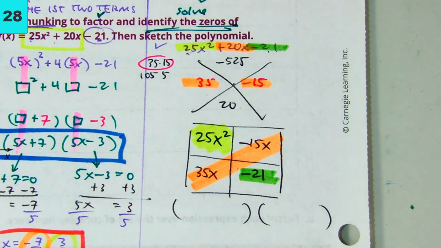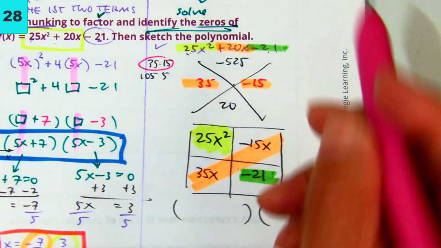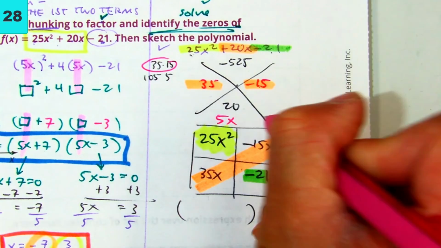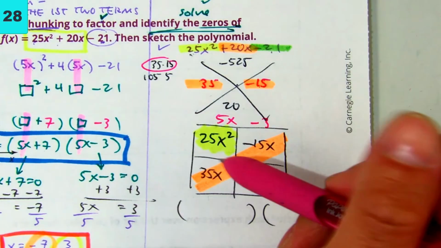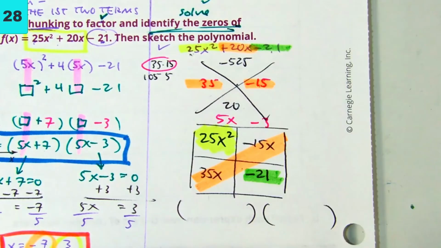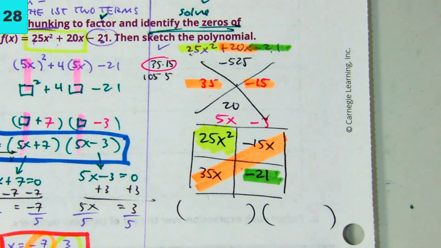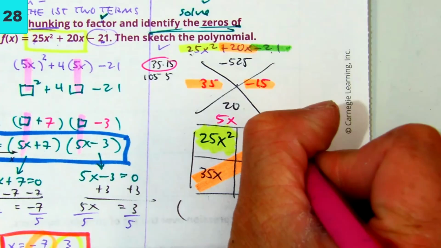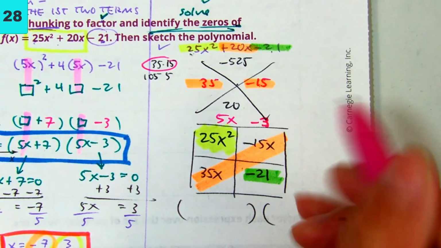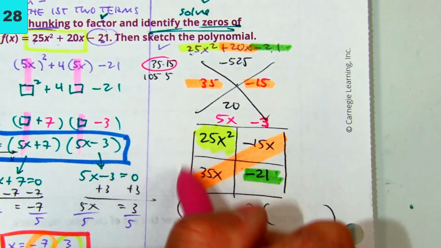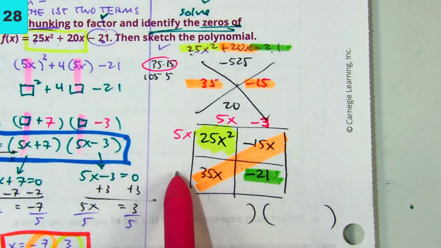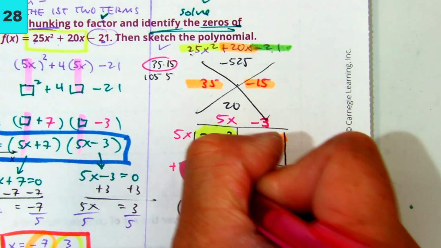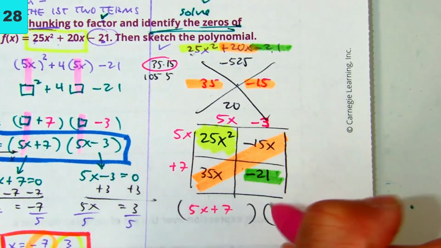Daphne, what did you get on the top here? 5x minus. Thank you. Natalie, what did you get on this side? Out here? Yep. 5x times 5x is 25x squared. And 7. So we have 5x plus 7 and 5x minus 3.